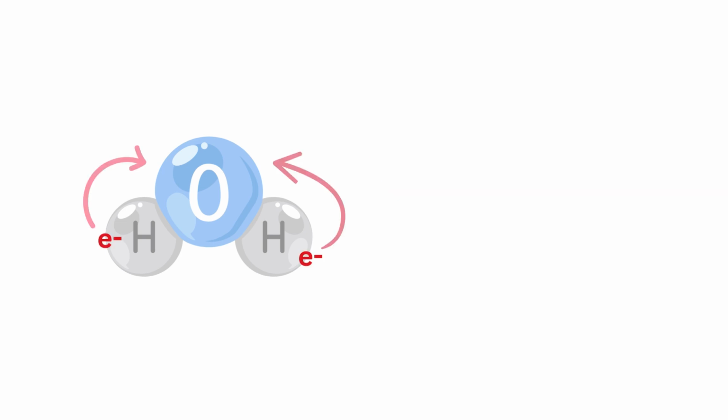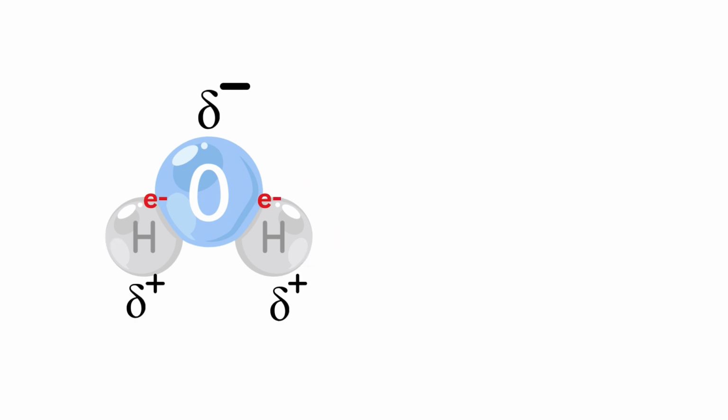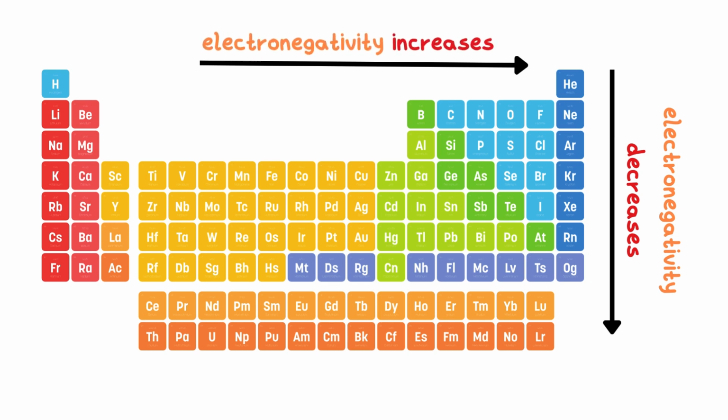So what will oxygen do? Oxygen will start pulling the electrons of the hydrogen atoms closer towards it, making a partial negative charge on the oxygen atom and partial positive charges on the hydrogen atoms, making it a polar molecule. So here the oxygen is the more electronegative atom. So oxygen has pulled the electrons away from the hydrogen towards itself, imparting a partial negative charge on itself.